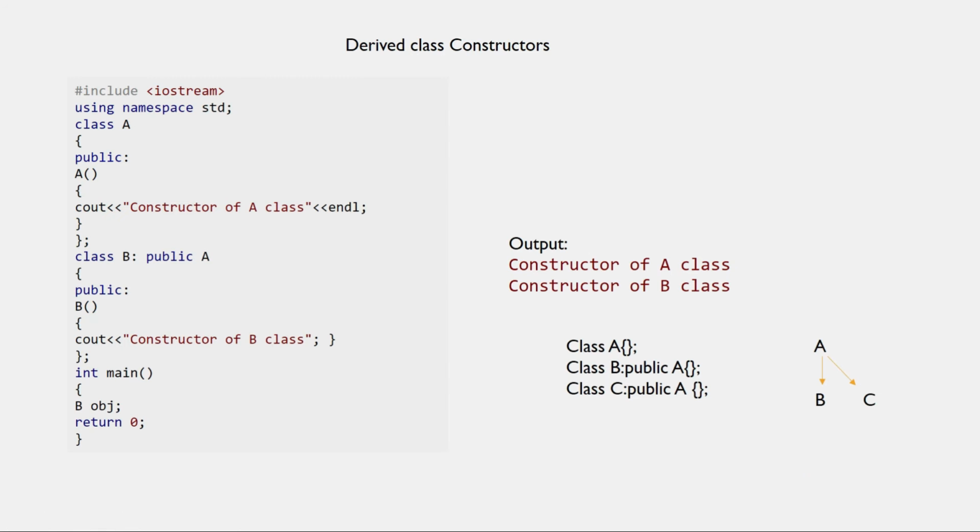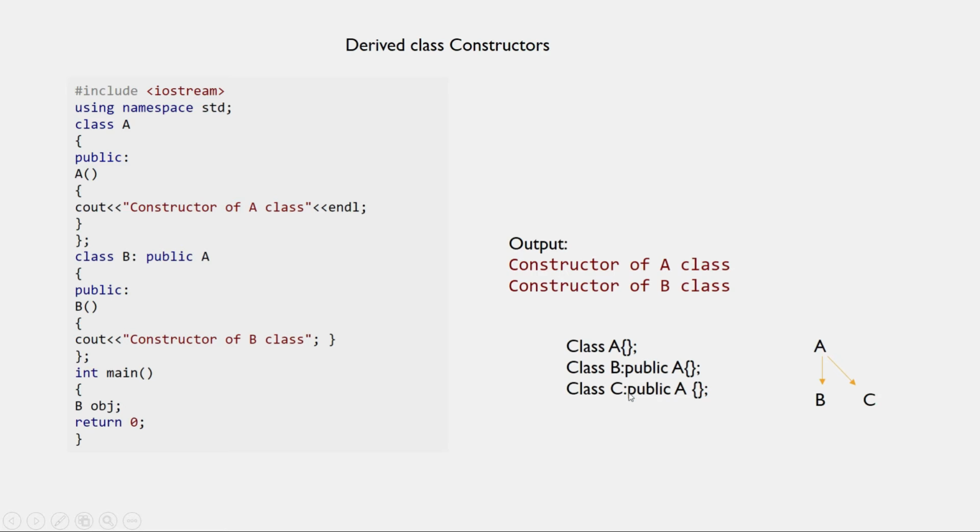Now, we'll see how a derived class constructor is going to work. The compiler always comes to the main program. But before that, can you tell me what sort of inheritance this is? You have class A, class B, public A, which is a single inheritance. So class B is derived from A.